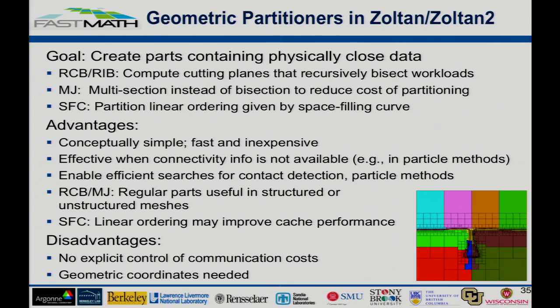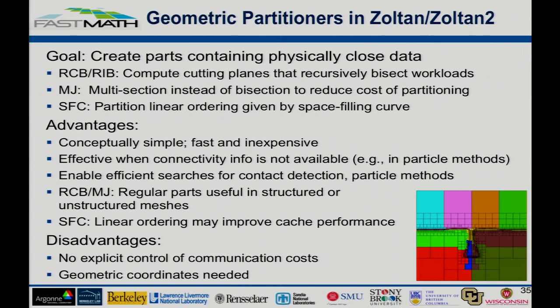So in geometric partitioners, the general approach is, well, I want to make sure I have equal workload on each process, and that's standard for any partitioning tool. And I'm going to do this by clustering data objects that are spatially close together. So the advantage of this approach is that it's conceptually simple. It's also fairly simple to implement. You can do this in a few hundred lines or so for a recursive inertial bisection. It's fast to run, and it's fairly inexpensive. When you don't have connectivity info available, this is a good option. And there are some applications that can benefit from this kind of approach.